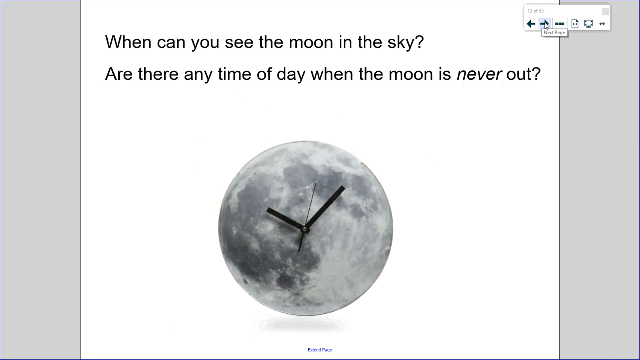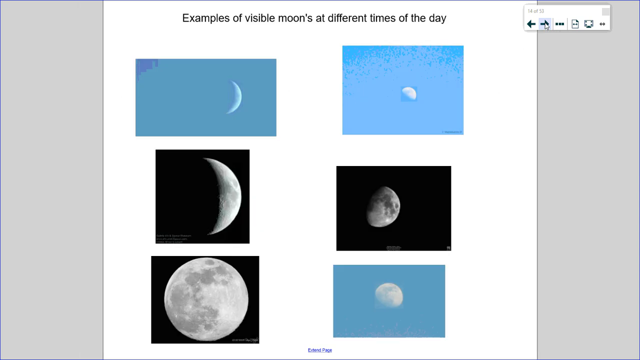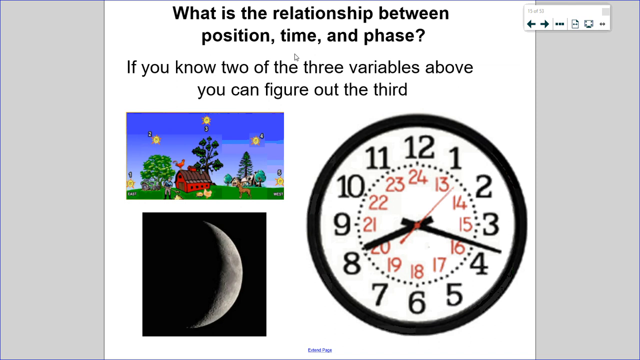All right, so our third variable is that we're going to introduce time. A lot of times we typically associate the moon with nighttime, but there are plenty of pictures, and I'm sure that you've seen that the moon is out during the day as well. So we're going to try to understand what is the relationship between the time of day, the moon phase, and the position in the sky.